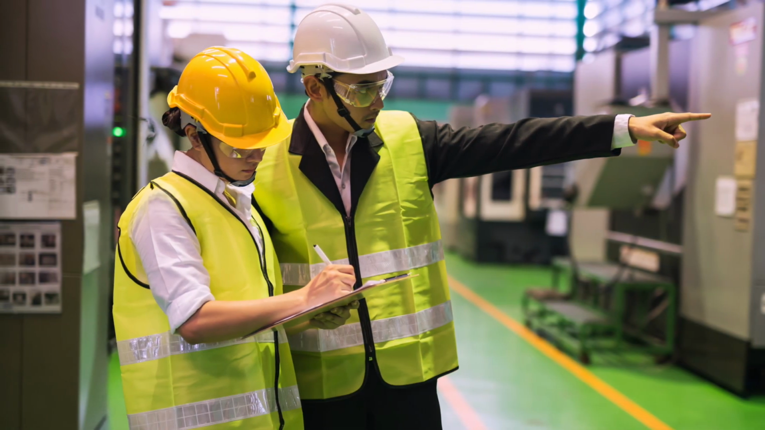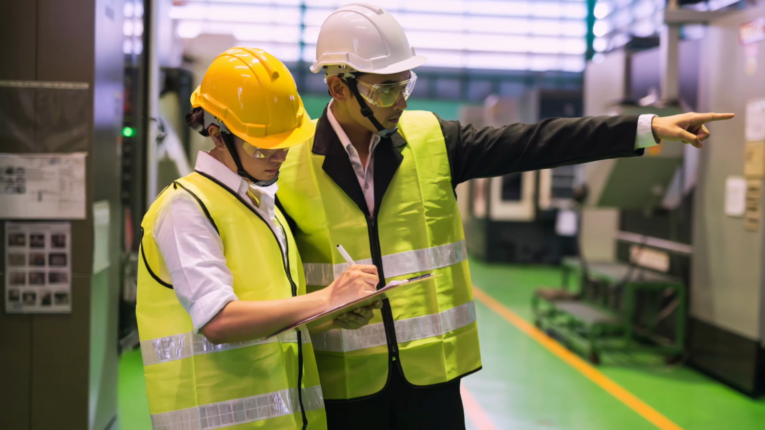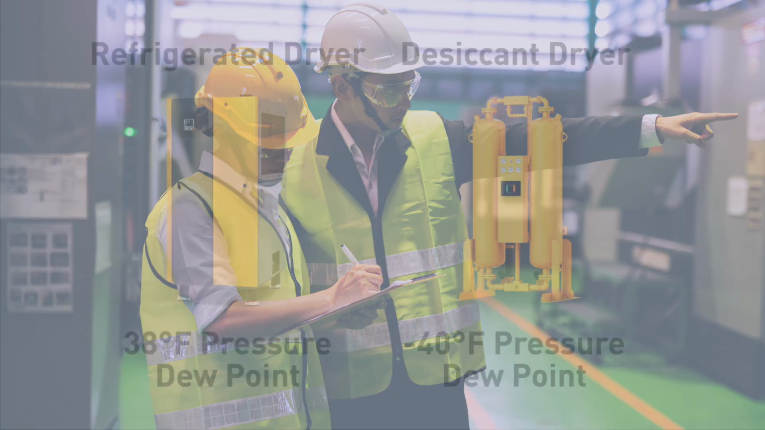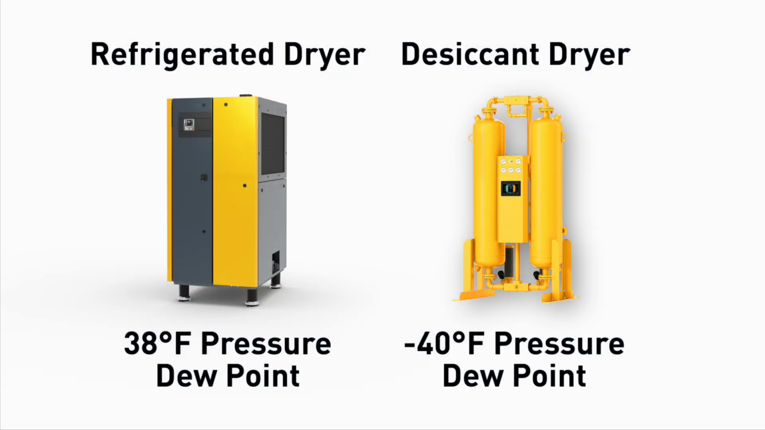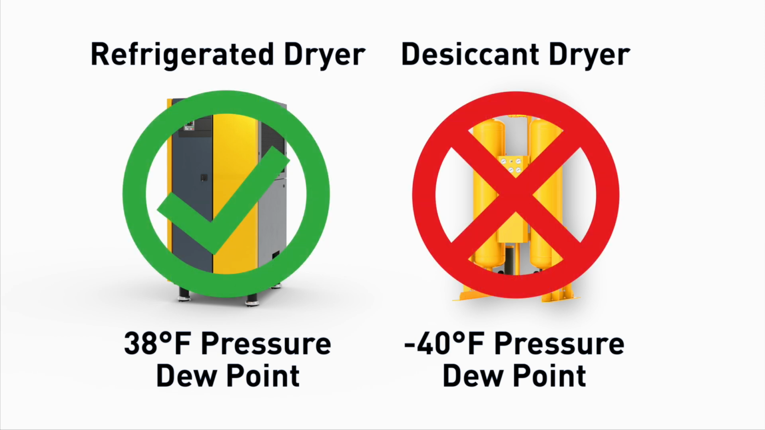When this occurs, it is common for the frustrated maintenance supervisor to replace the refrigerated air dryer with a desiccant dryer that can deliver a minus 40 degrees Fahrenheit pressure dew point. The desiccant dryer solution is overkill and can be avoided if the refrigerated air dryer is properly sized based on actual system data and installed according to best practices.